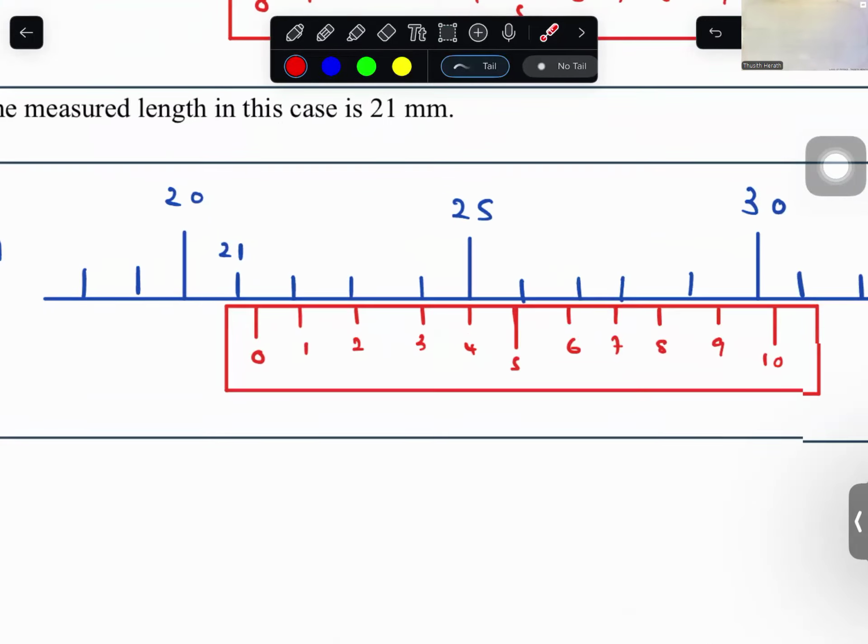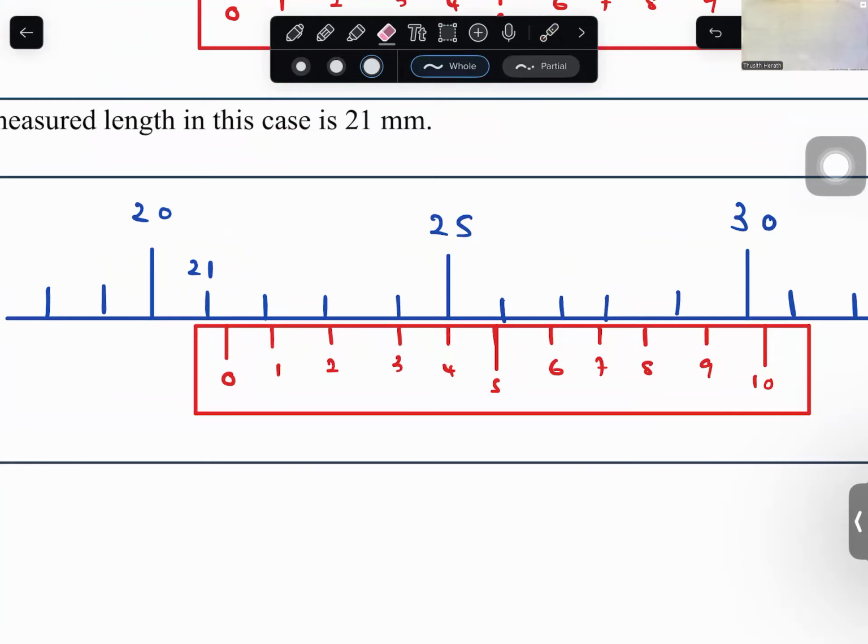So I will fine tune the other lines. This should be okay. 4 should be a bit before the 25 line. 4, 5, 6, 7, 8, 9. Yeah, it's fine. So here the coinciding line is this one. We will mark it.